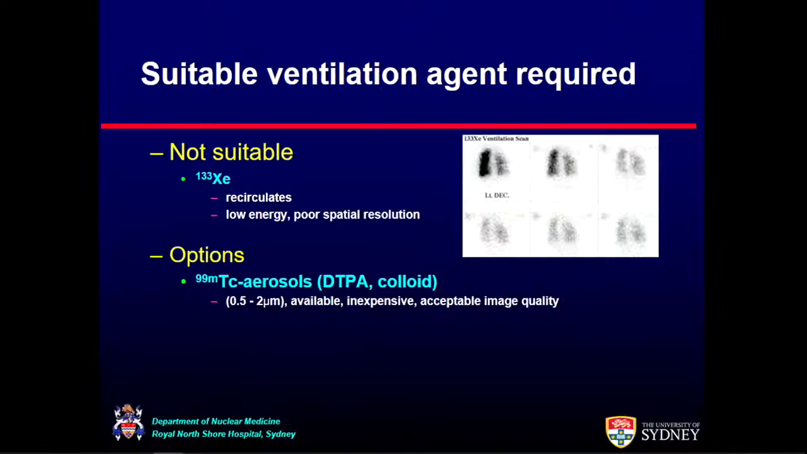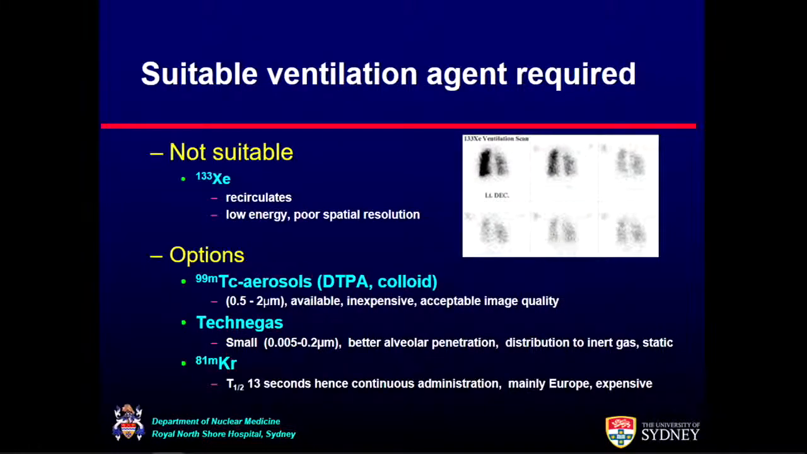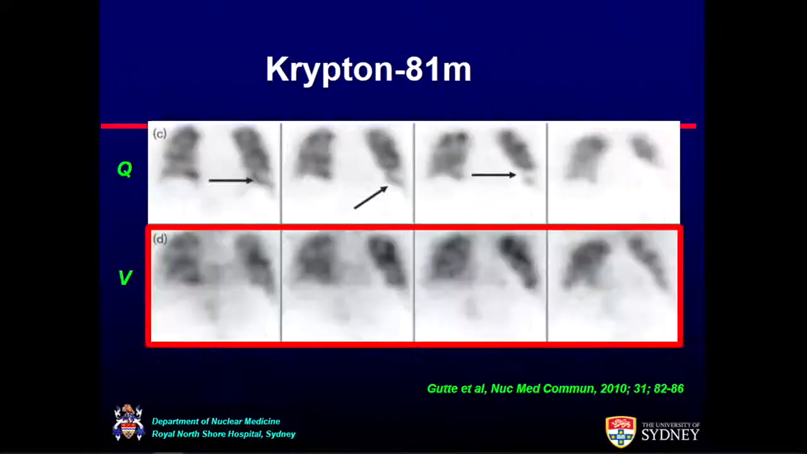There are certainly options around the aerosols, technetium aerosols, DTPA and colloid. They're widely available, inexpensive, and the image quality is good. Technogas, of course, is better. It's a smaller particle, has better alveolar penetration, and it's static. Krypton is another option. It's used mainly in Europe. It's fairly expensive, and you have to do a continuous administration. But that's what a Krypton scan looks like, so image quality is quite good.